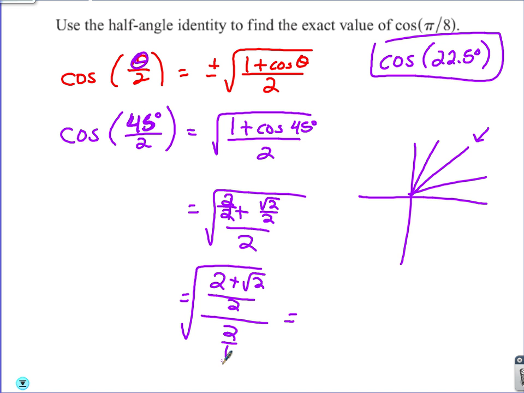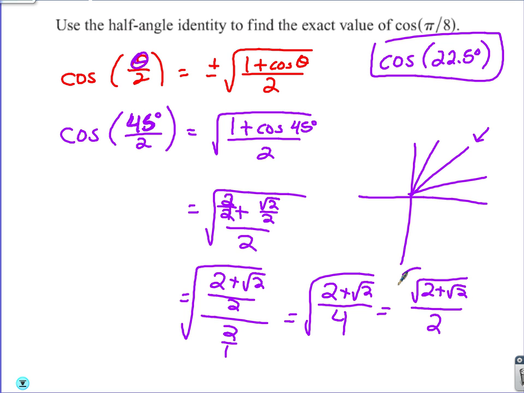To divide two fractions, you flip and multiply, and the 2 goes away for just a second. 2 plus the square root of 2 over 4. But then when you take the square root of that, you have the square root of the top, which is 2 plus root 2, and the square root of the bottom, which is 2. So the exact value of the cosine of 22.5 is the square root of 2 plus root 2, all over 2. Any questions?